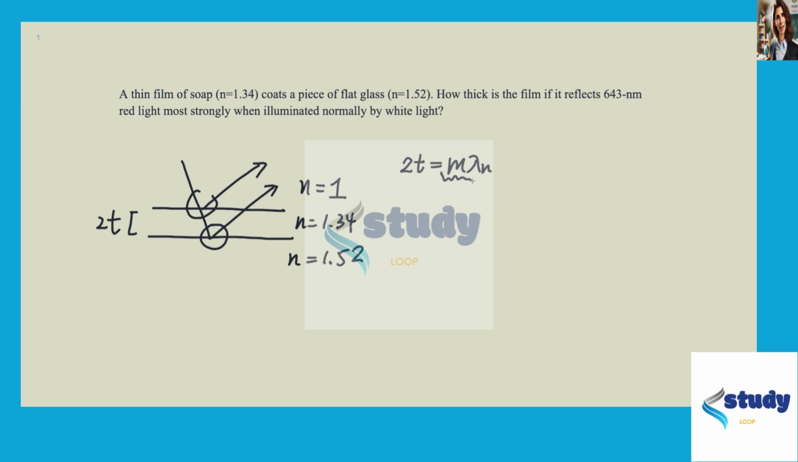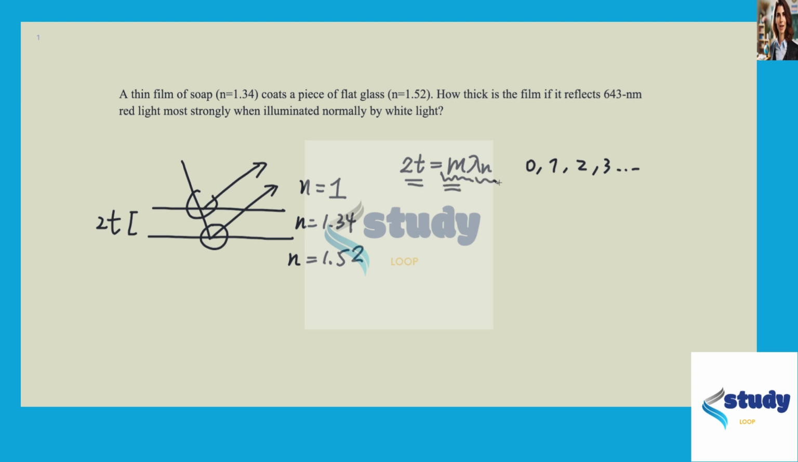Usually when we try to find the smallest value of m, we start from 0 and go 0, 1, 2, 3, etc. But 0 does not work in this case. Why? Because if it is 0, that means there is barely any coating, and in that case, the coating will reflect any light equally, because for t equals 0 and m equals 0, lambda could be anything.